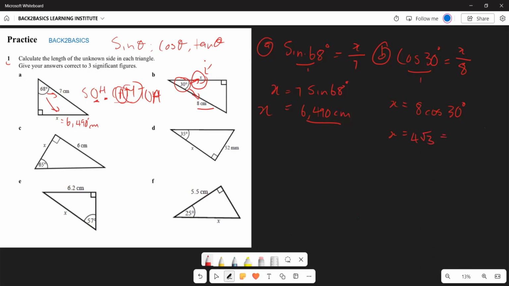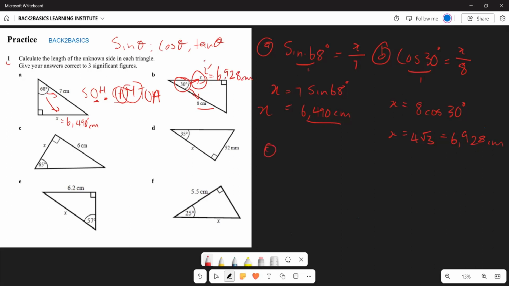And now what is going to be your 4 root 3 in terms of decimals? That is same as 6.928. Altogether. So this is same as 6.928 centimeters, which means your value of your x here is 6.928 centimeters. Right? Now let's look at our number C.